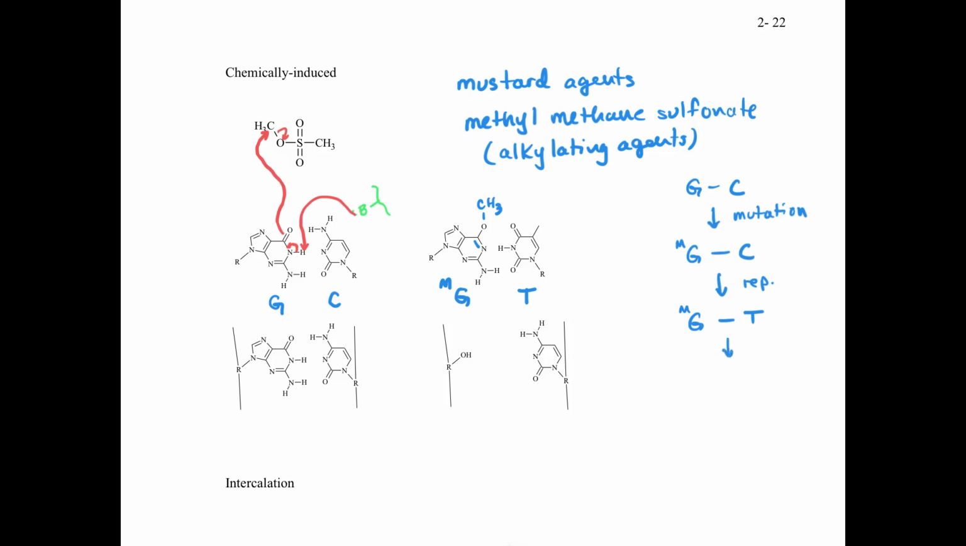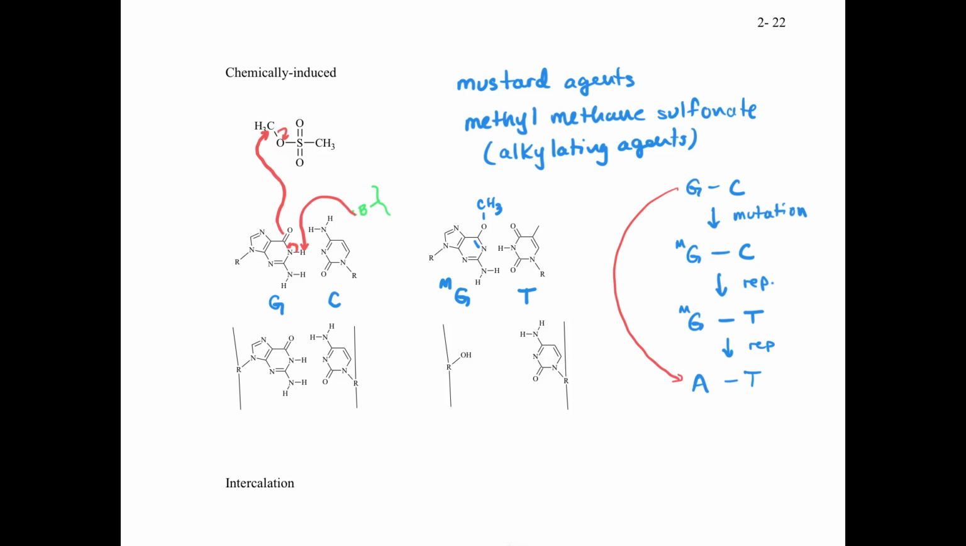And then the second round of replication will lead to that T being paired with an A. So once again, we see after mutation and 2 rounds of replication, we end up with a G to A transition. So that's one way that an alkylation event can cause mutagenesis, and let's talk about a different one.